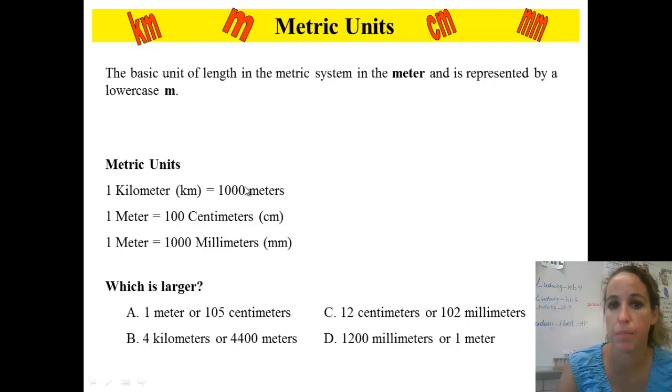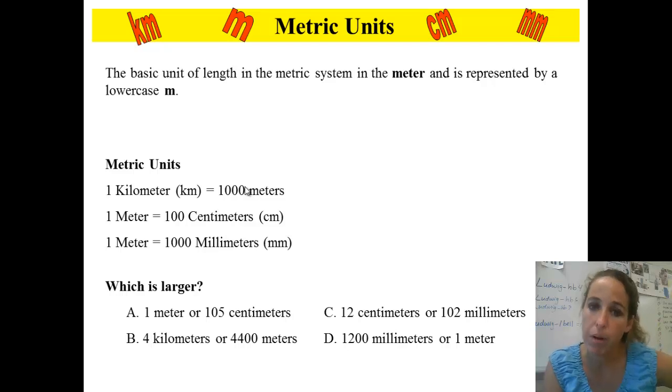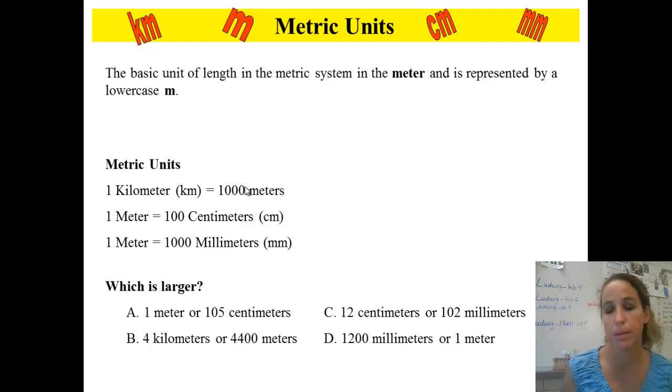Alright, so what we're looking at in particular with this part is length. The basic unit of length is the meter. We represent that with a lowercase m. Please make sure you're careful with your capitals and your lowercase letters. So our metric units: a kilometer is equal to 1,000 meters, a meter is equal to 100 centimeters, and a meter is equal to 1,000 millimeters.